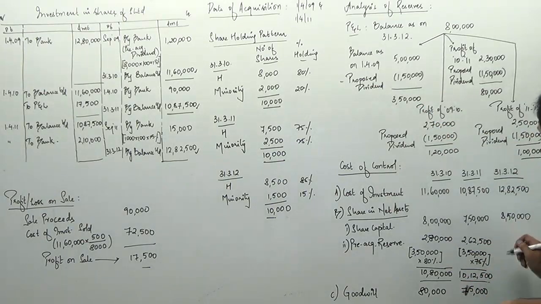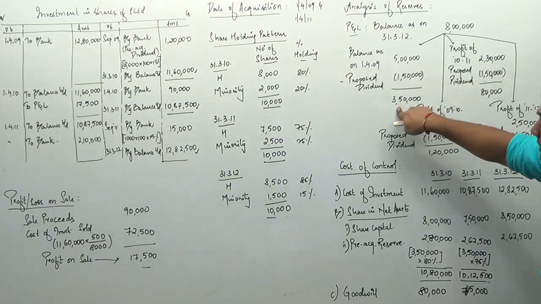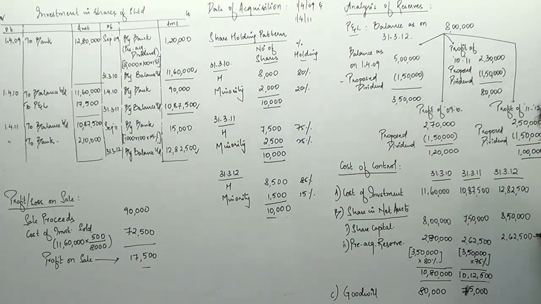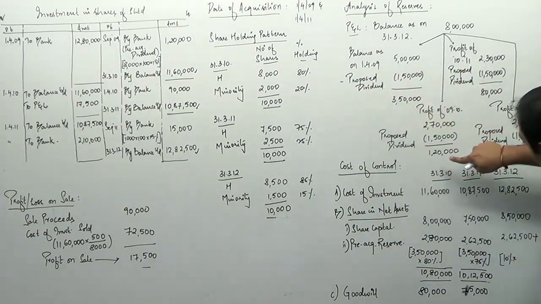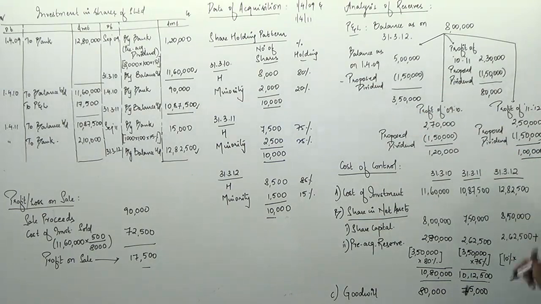So we have two parts. First part, 2,62,500 as it is. Why 2,62,500? Because it's the same figure, 75% of 3,50,000. But additional 10% is there. We have to calculate that. Plus, put up the 10%. 10% of how much? Calculate. 350 plus 120 plus 80. What is the total pre-acquisition reserve now? 5,50,000. 55,000 additional. So my total figure is 3,17,500. Oh, sorry. Plus 8,50,000 is there, no? So it should be 11,67,500.